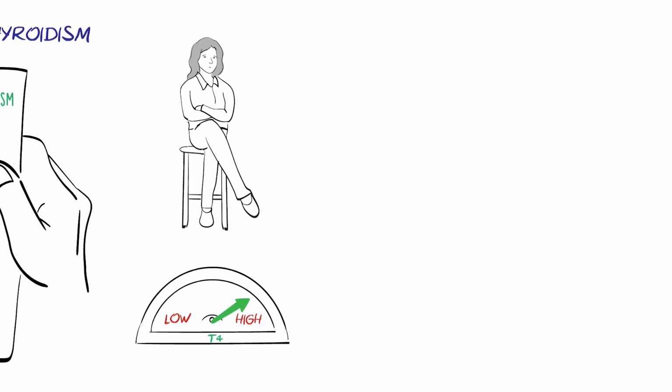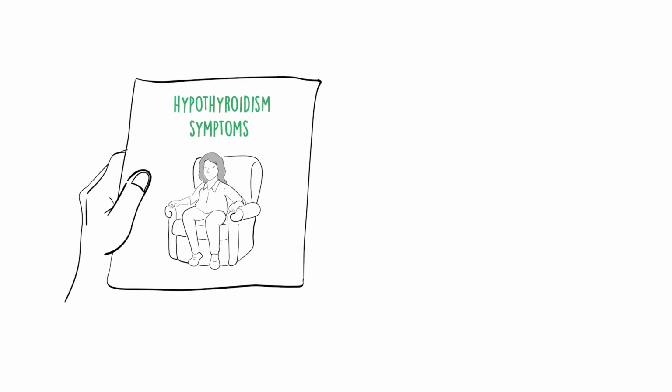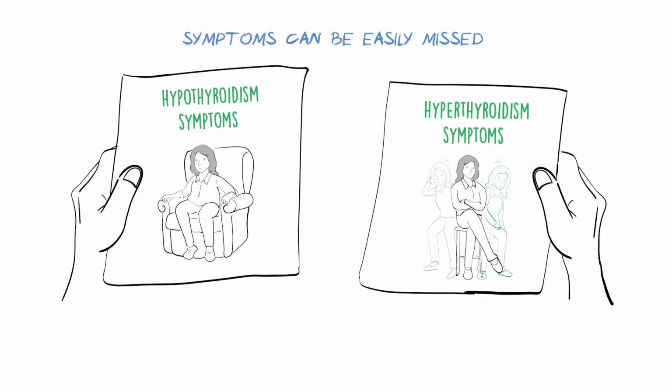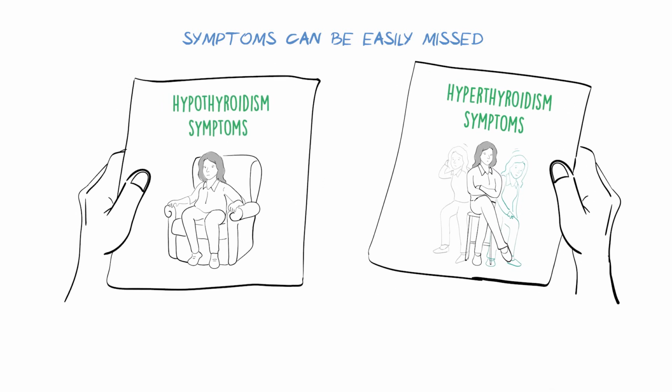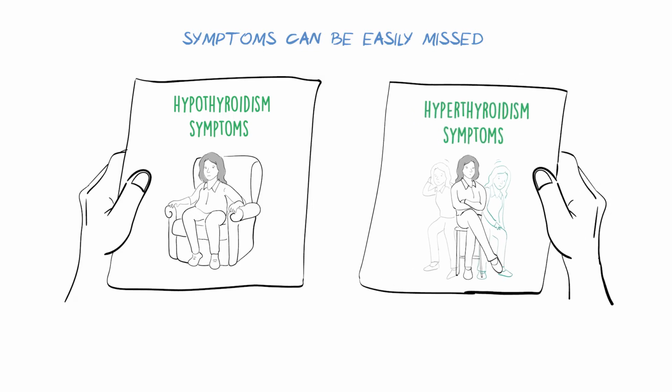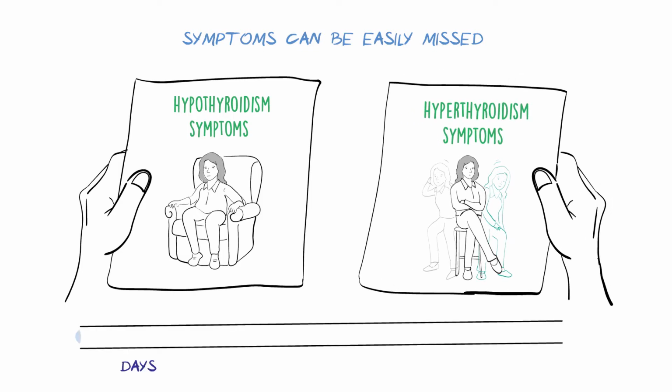While these symptoms are wide-ranging, it is rare to experience all of them, and they may be missed or confused with other conditions. For some people, symptoms are subtle and hardly noticeable, while for others, they can have a significant impact on daily life. Depending on the cause, symptoms may come on quickly over a matter of days, or slowly over many months or years.